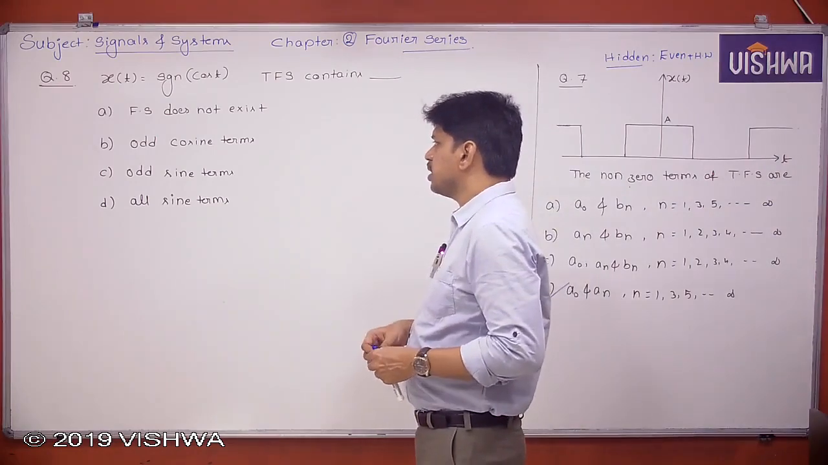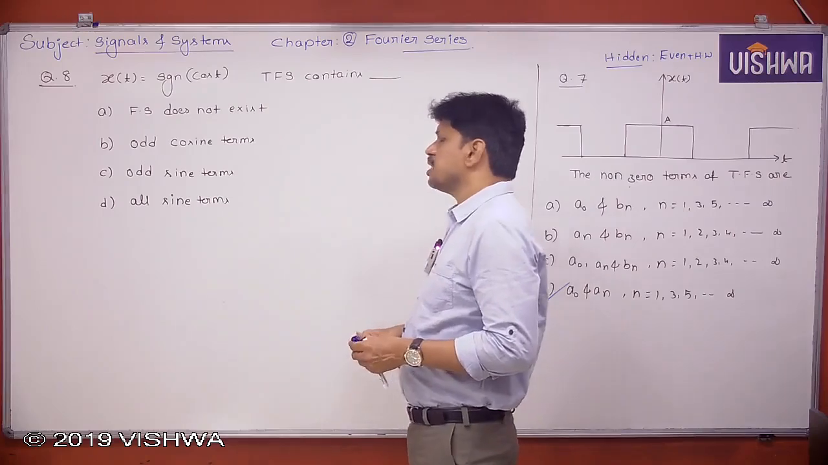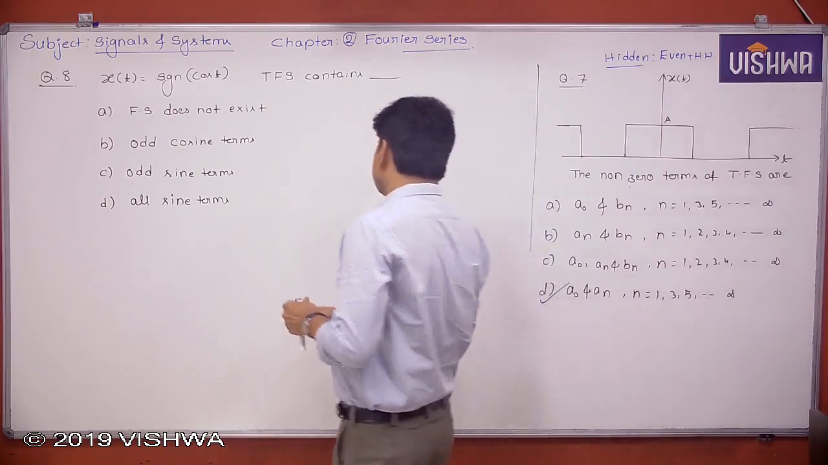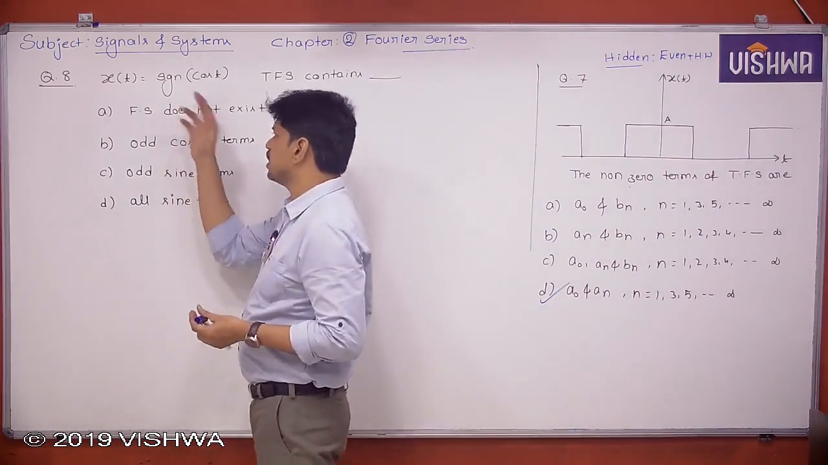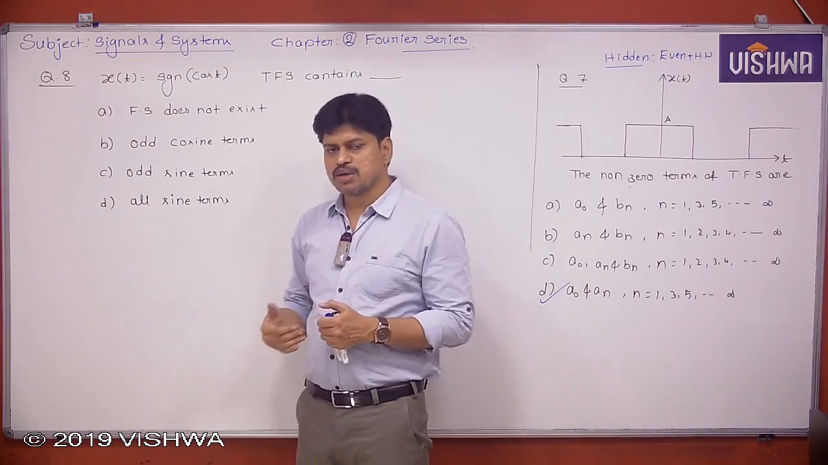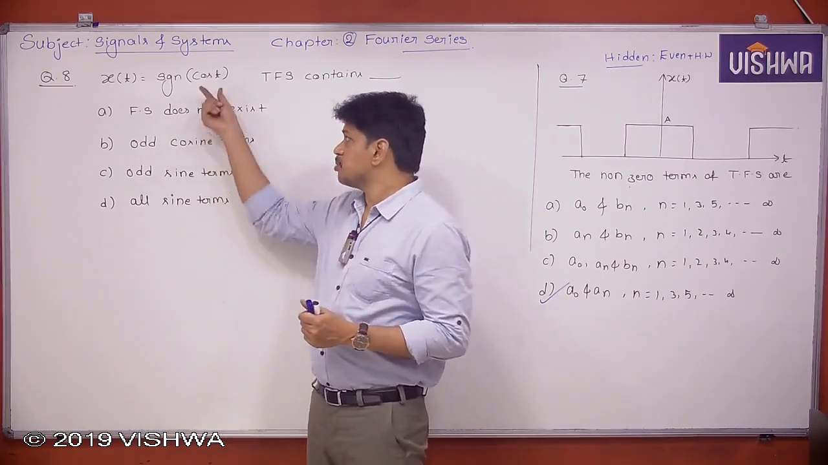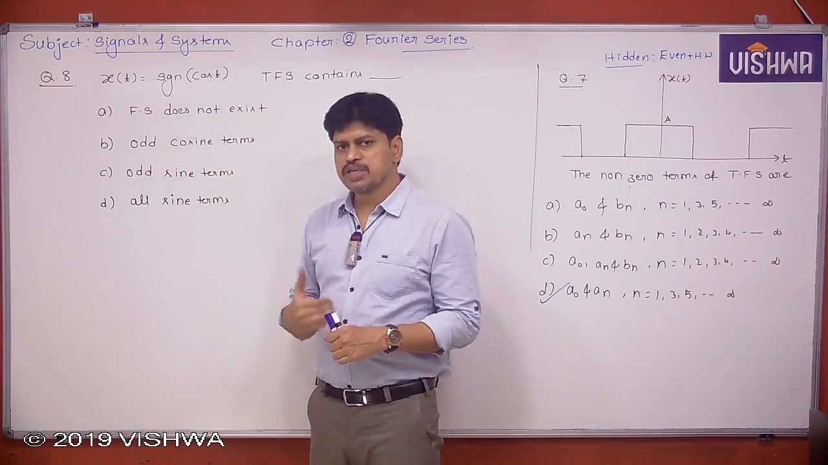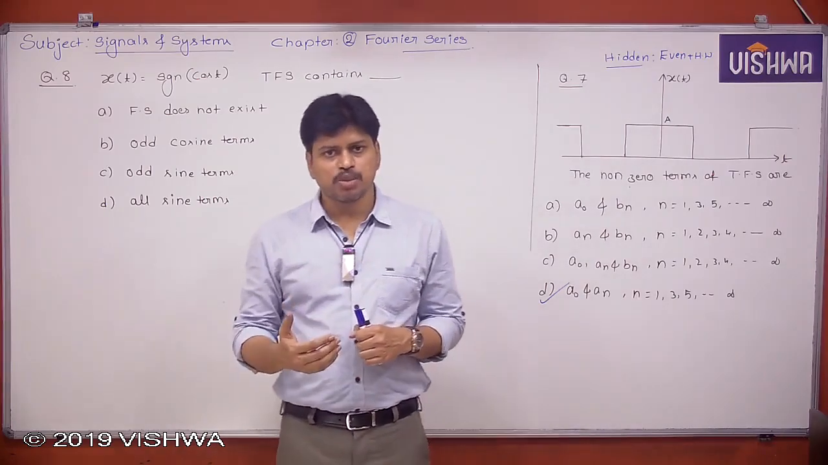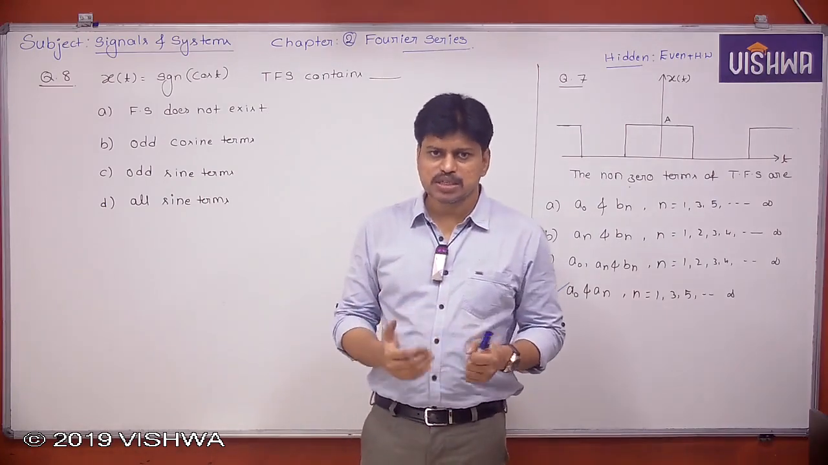So many people think that Fourier series does not exist, but it is not the case. Signum cos t is a periodic wave. How, sir? Let's check it out. First, try to understand what the signum function is. Signum function is going to be 1 or minus 1 depending on the argument. If the value inside the bracket is positive, then the signum function is 1. If the argument is negative, then the signum function is minus 1.